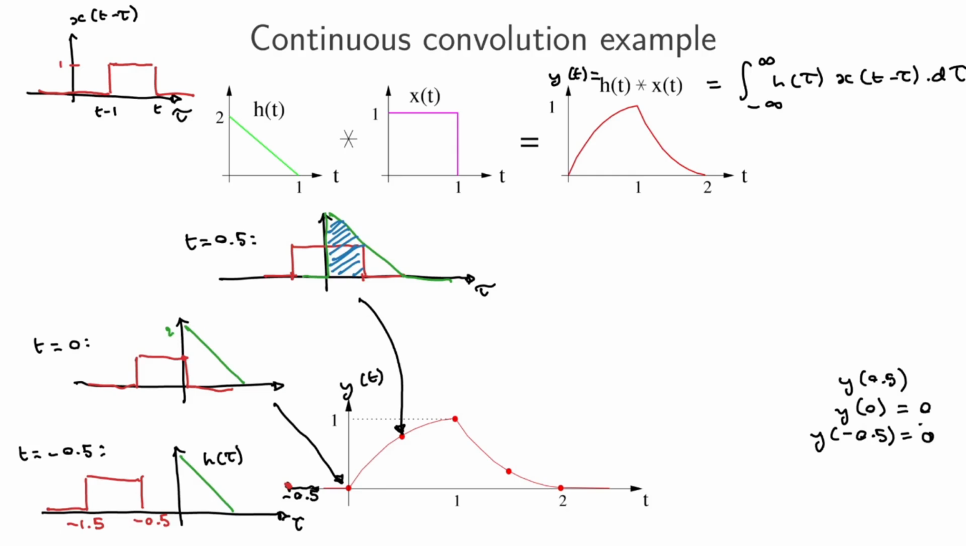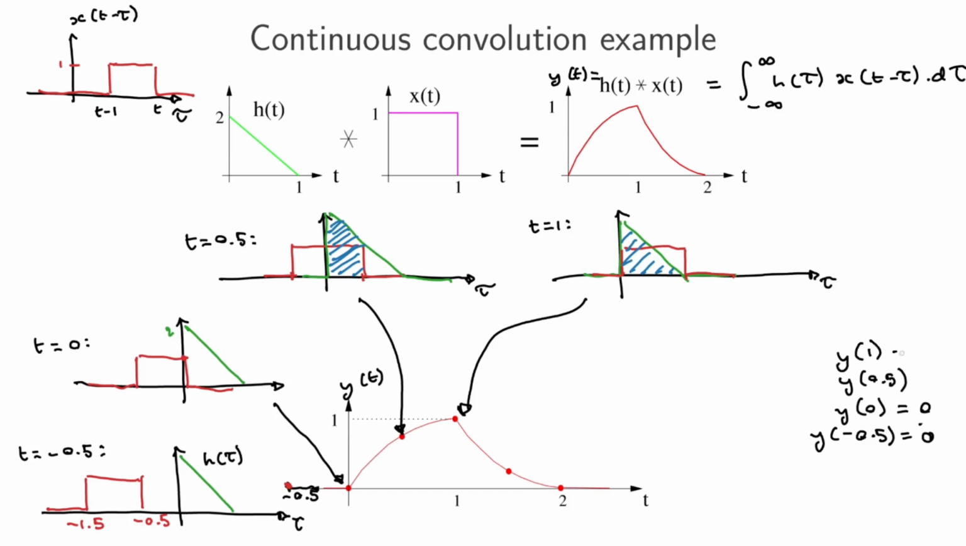Okay, so then at t equal to 1, we've got this situation where the result is just the area of the green thing, which is half base times height, half times 1 times 2, which is 1. Okay, cool. And that's why we get a value there that y(1) is equal to 1. Y(0.5), I don't know what that is. It's some value less than 1.